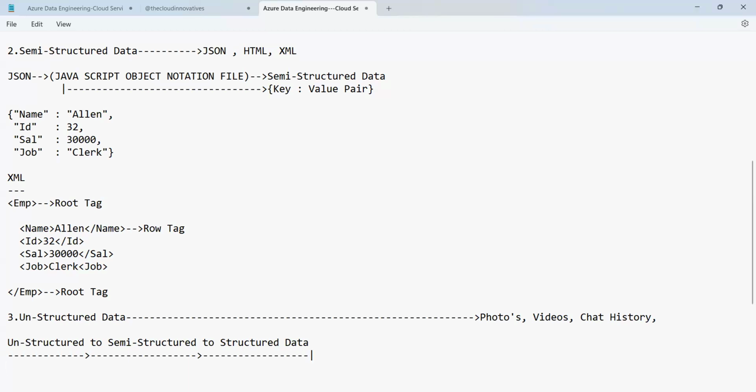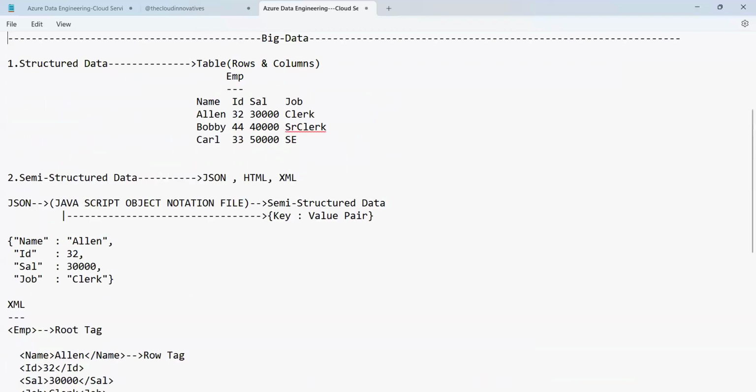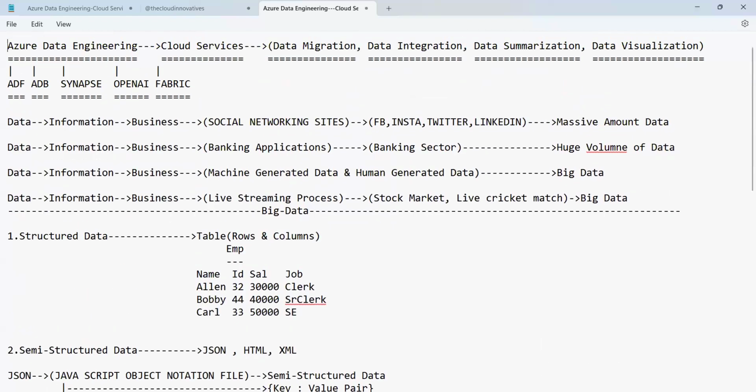So this is nothing but the structured, semi-structured, and unstructured data that we have seen. All this data we get from the business. And the business has the following types of business, from where we can expect the data. And all this data, everything, we handle by using Azure Data Engineering.